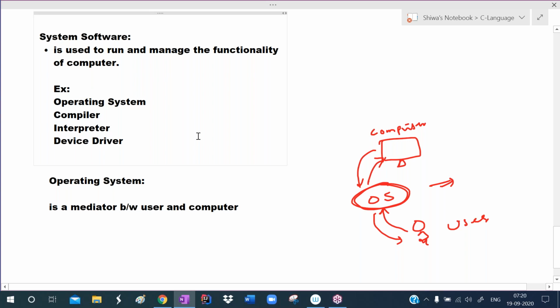Okay, I hope you understood very clearly. We discussed operating systems. You already know the examples of operating systems. Several companies' products are there for the operating system.